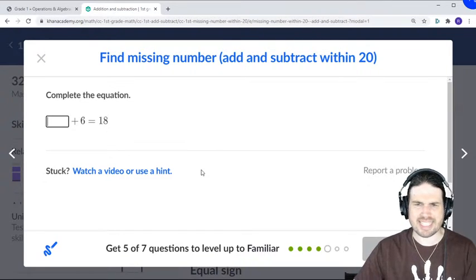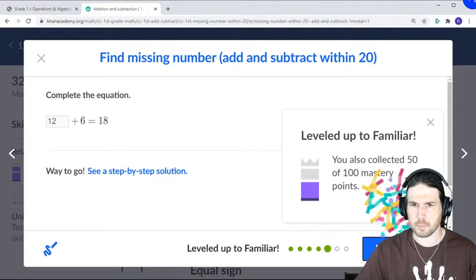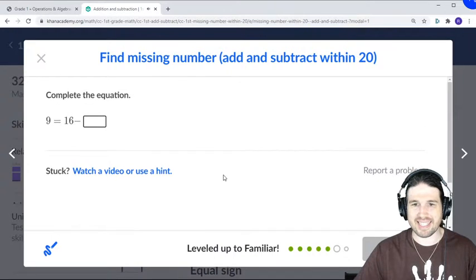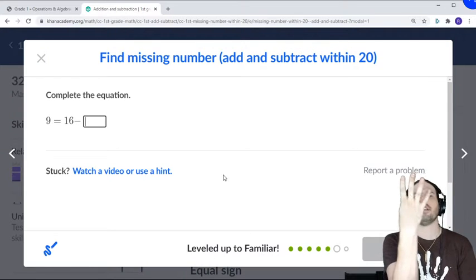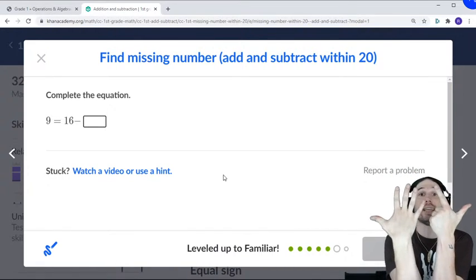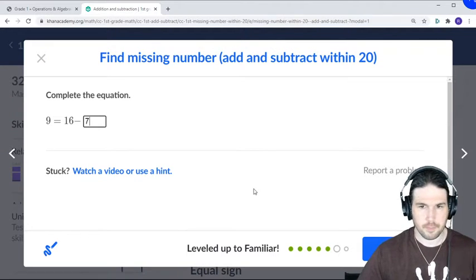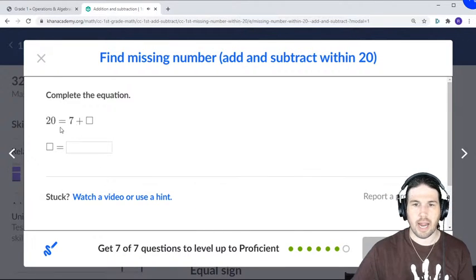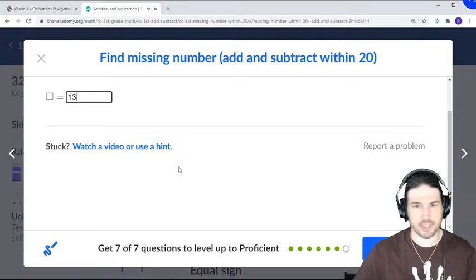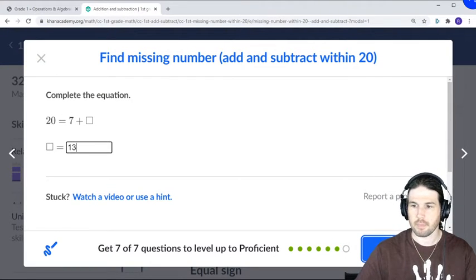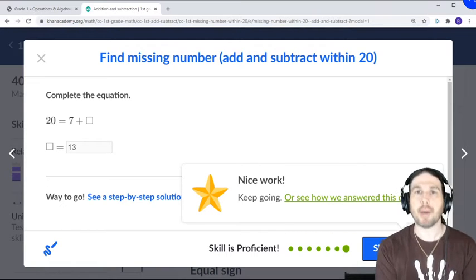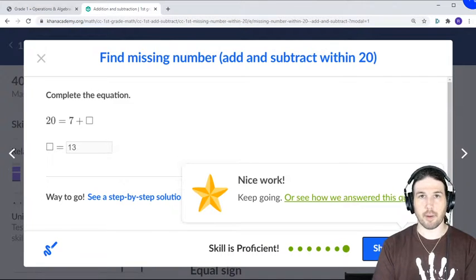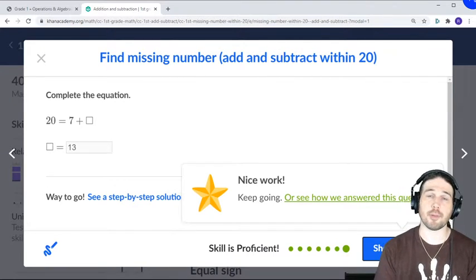Let's see, 18 is 12 plus 6. 9 is 6. Let's see, 16, 15, 14, 13, 12, 11, 10, 9. I got 7. And then 20 is 7 plus 13. Now, obviously, I'm really good at this because I've been doing this for so very long. But it's important to get some repetition and to help some students out.